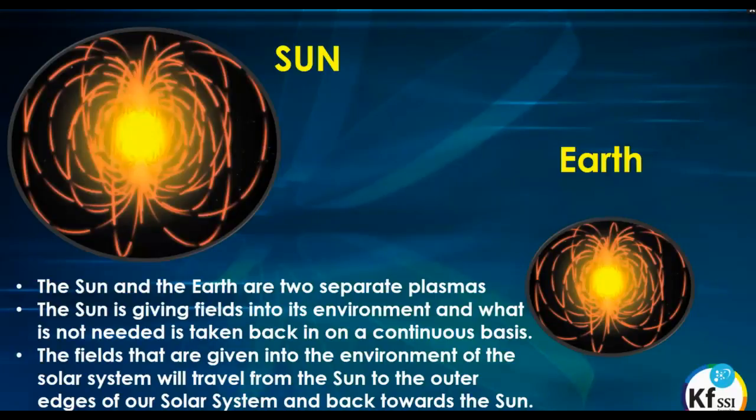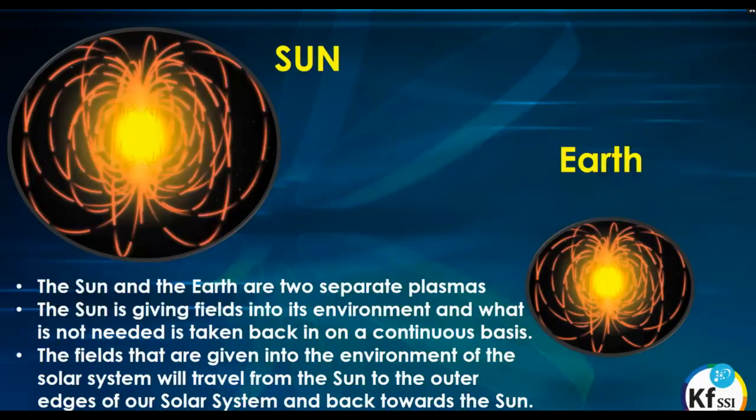So when we have a look at the sun and the earth as two separate plasmas, the sun is giving fields into its environment, and essentially what is not needed is taken back in on a continuous basis. So that's what we've understood before. The fields that are given into the environment of the solar system will travel from the sun to the outer edges of our solar system and back towards the sun.